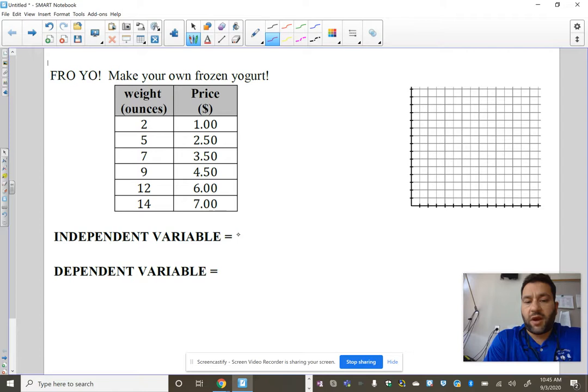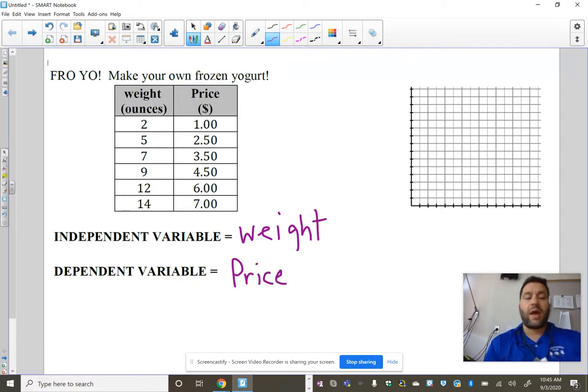So our independent variable, which is usually on the left side of a table, I'd say 99 out of 100 times it's on the left side, will be weight. Making our dependent price. So let's think about that. Why is that? Well, the price you pay is going to depend on the number of ounces you choose to buy. So price will be dependent on the weight.